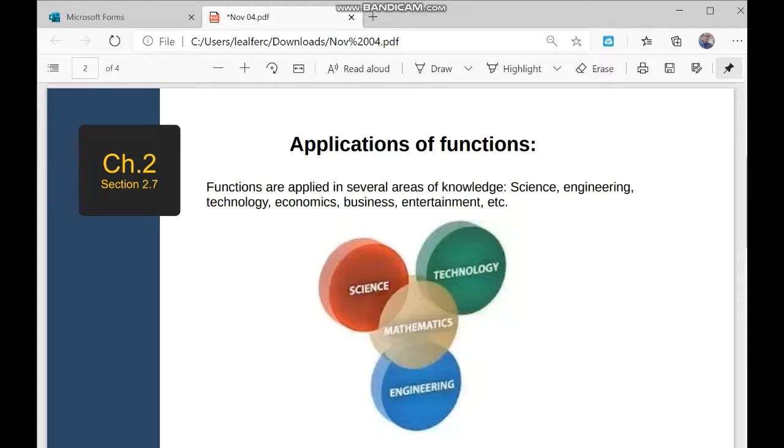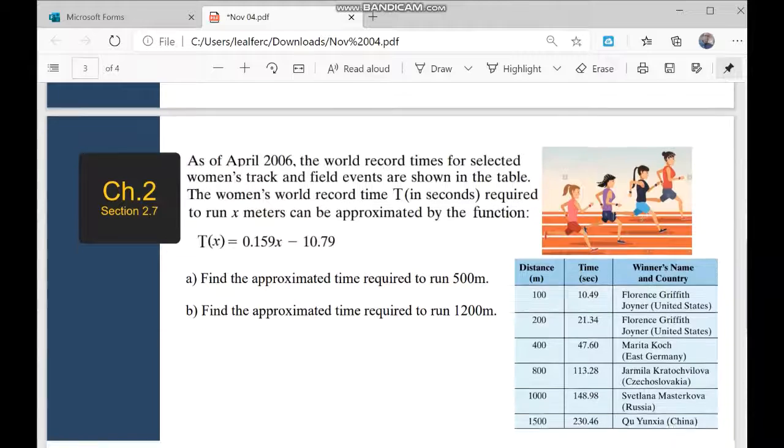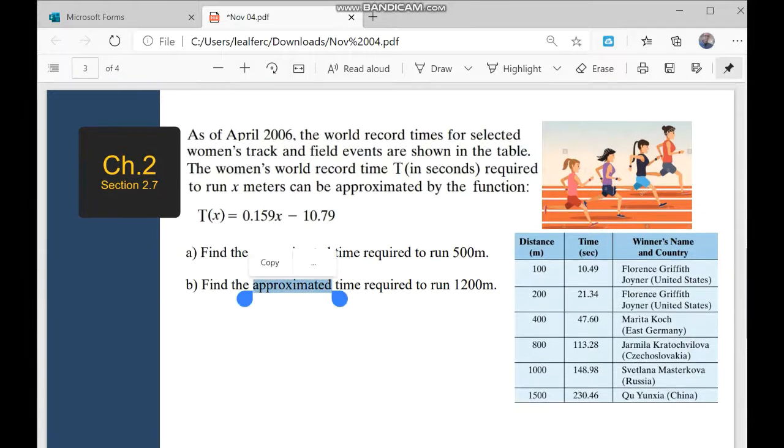Functions are actually applied in several areas of knowledge. You can find functions in science, engineering, technology, economics, business, entertainment, everywhere. Functions have lots and lots of applications. I'm going to show on the next slide, for instance, an application in sports. We can apply functions in sports, yes. Let me read this example that we have here.